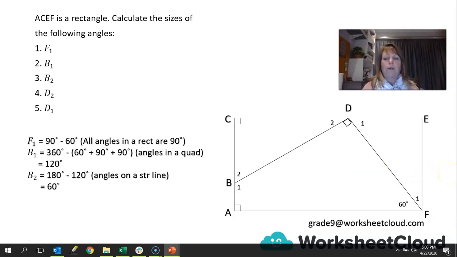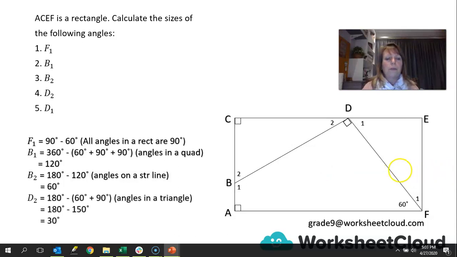Okay. Let's have a look at D2. Let's locate it. It's over here. We now know that that's 90 degrees. We know that that's 60 degrees. So we can work out that one with, as you guessed it, angles in a triangle. So we're using a lot of the theory that we've done over the past couple of lessons. So we're going to go 60 plus 90 is going to give me 150. And then 180 minus 150 will give me 30.